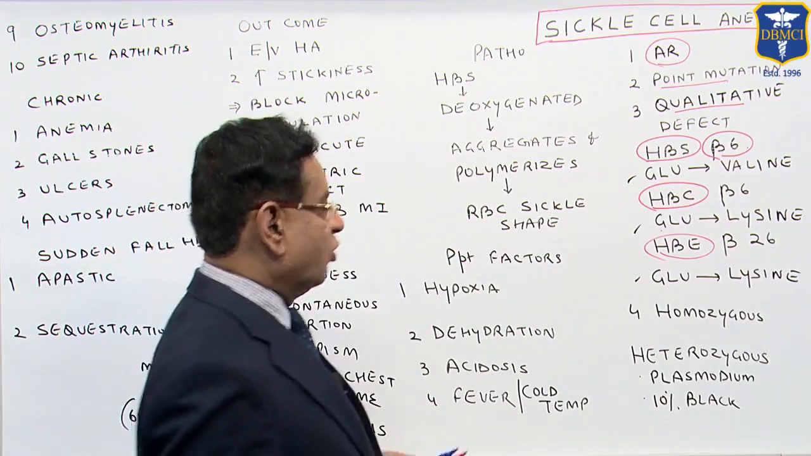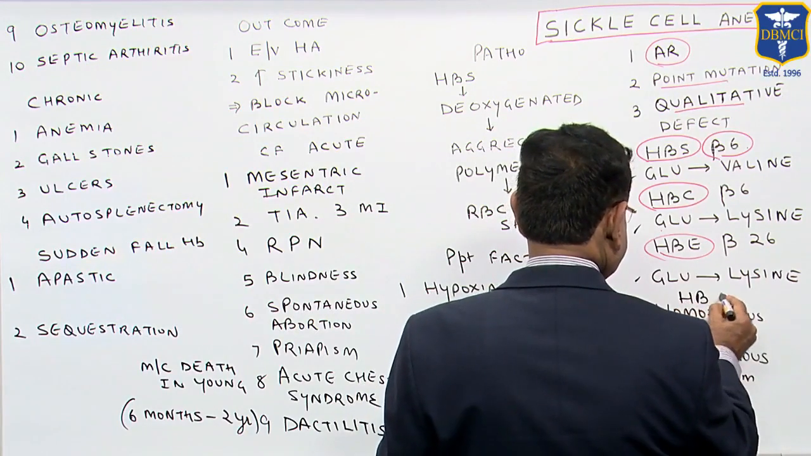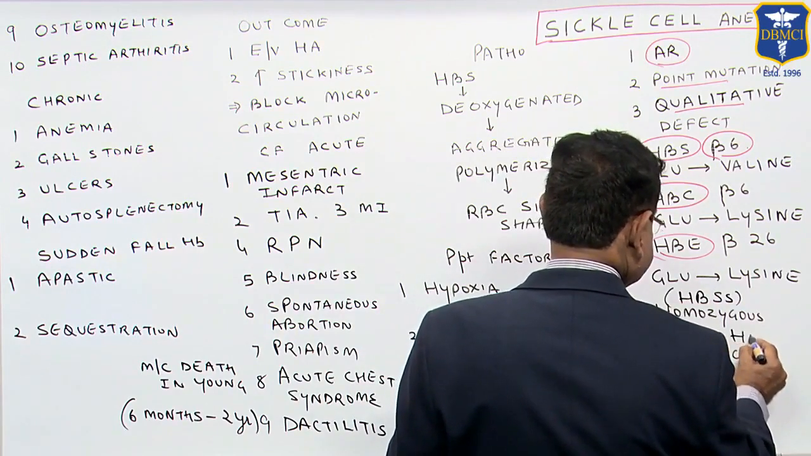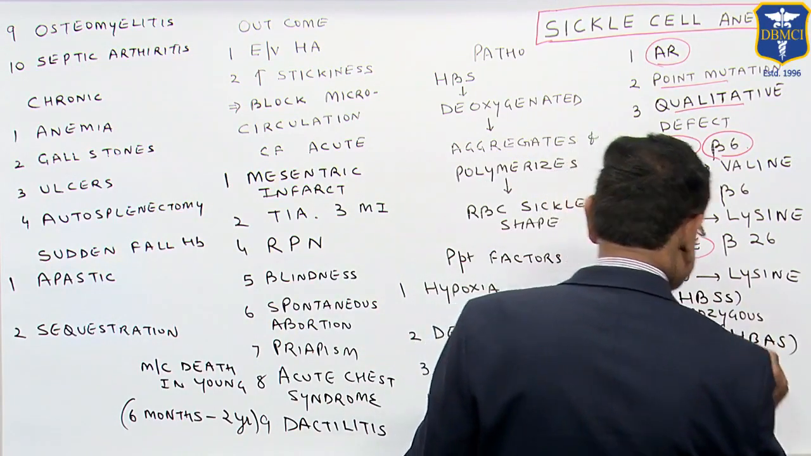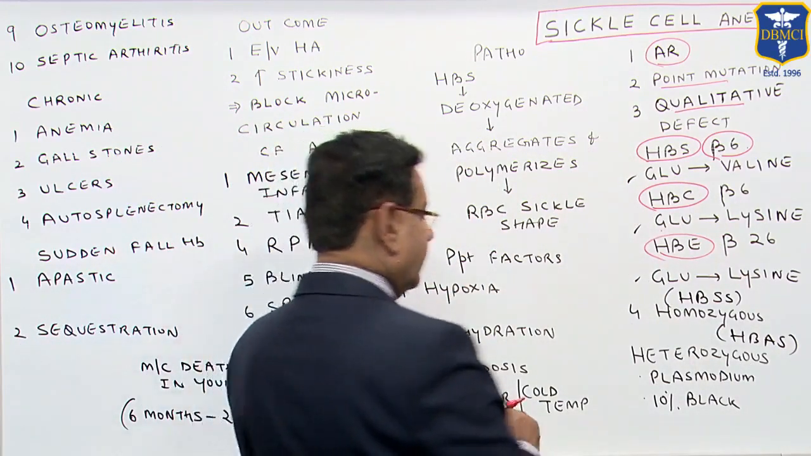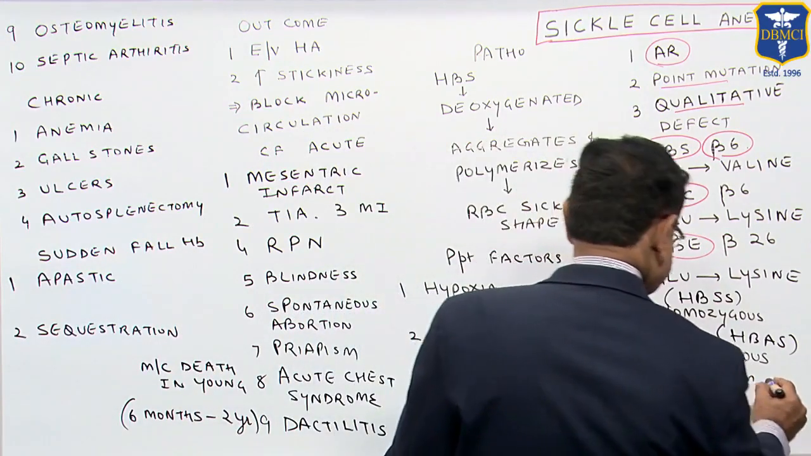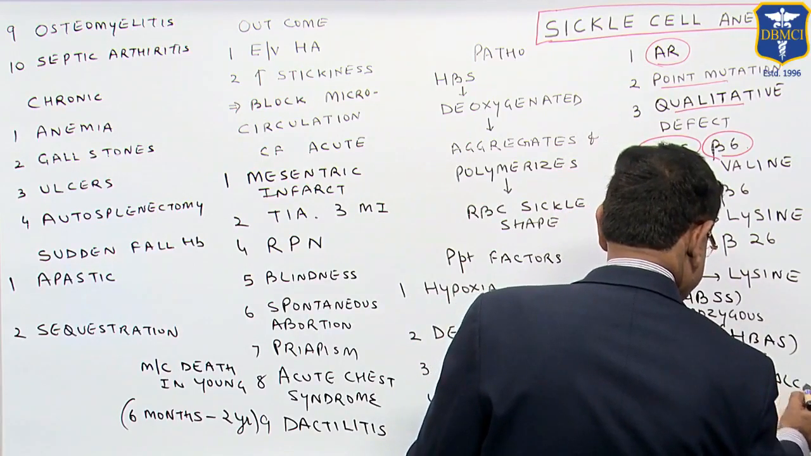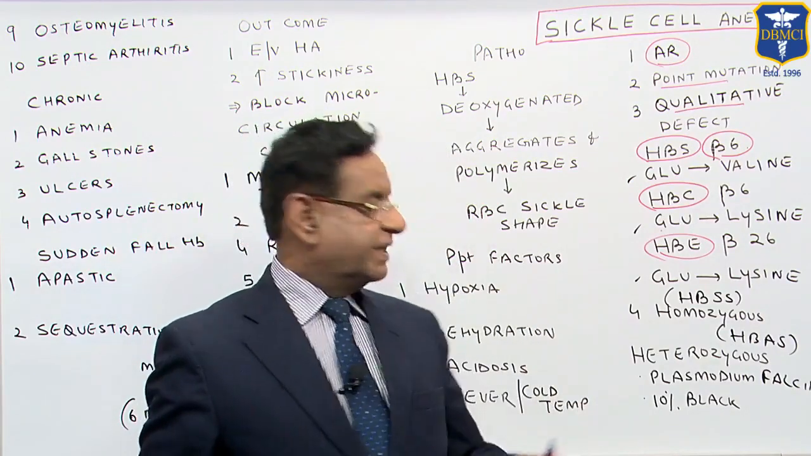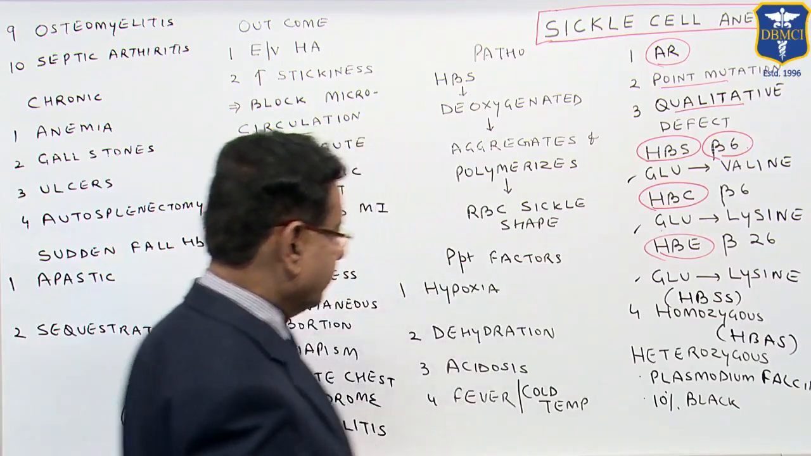Now it may be homozygous, where we write HbSS, or it may be heterozygous, where we write HbAS. Heterozygous individuals are resistant to Plasmodium falciparum. And 10% of blacks usually have the heterozygous type of sickle cell anemia.